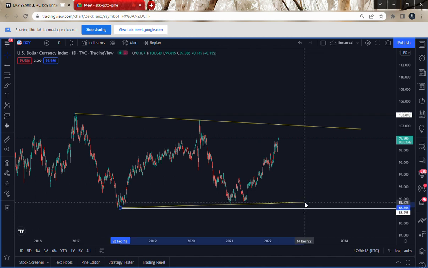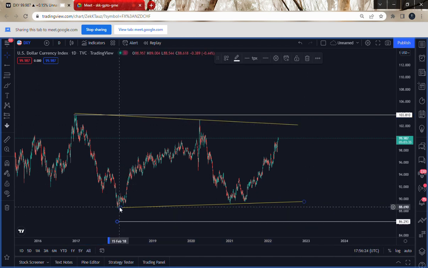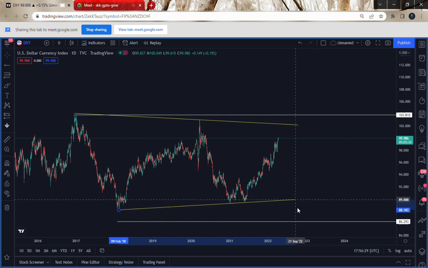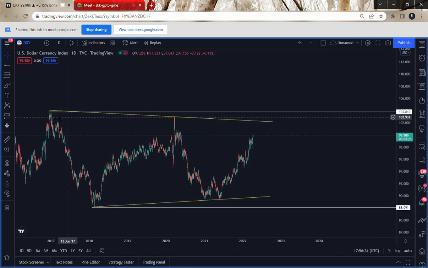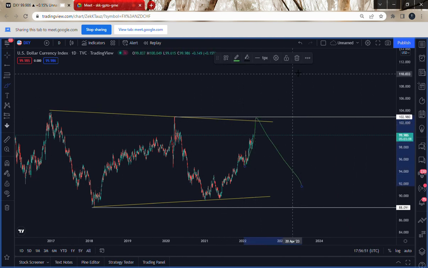Now what am I doing here on the same structure? I'm just adjusting it and making sure that I'm right at the wicks. Okay, there we go. I'm right at the wicks. Okay, good. Now we want to understand that we have this third touch that we're waiting for, and on top of that we also have this double top formation that we can have before we come down.